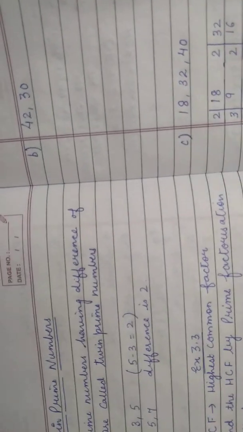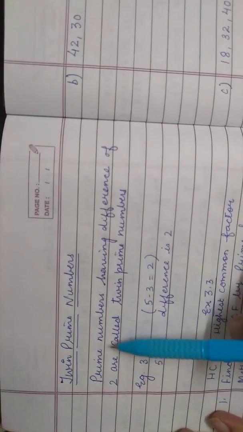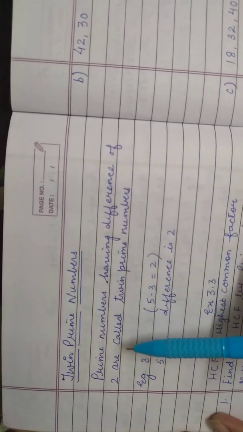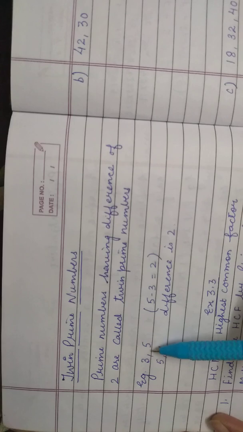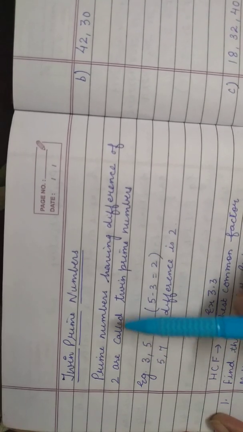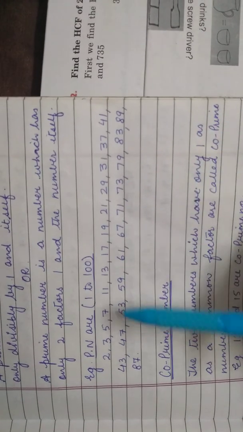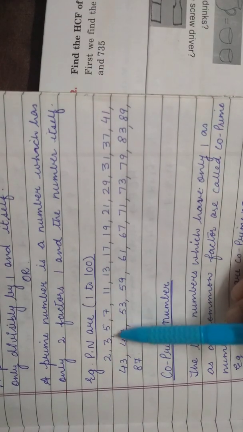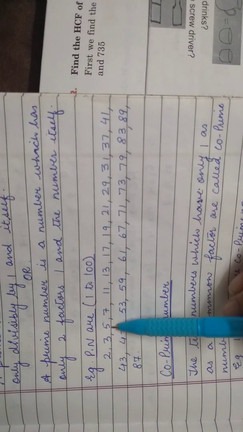Now twin primes. Prime numbers having a difference of 2 are called twin prime numbers. Meaning two prime numbers, when you subtract them, if the difference is 2, those two numbers are called twin prime numbers. You can find any two prime numbers from here. See, these are the prime numbers. You can choose any one. 3 and 5, these two numbers, the difference is 2, so 3 and 5 are twin prime numbers.